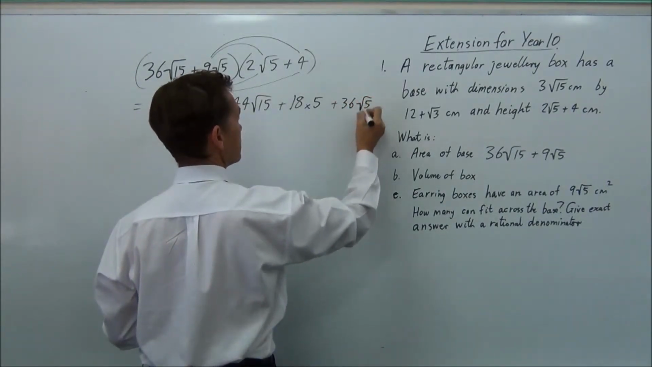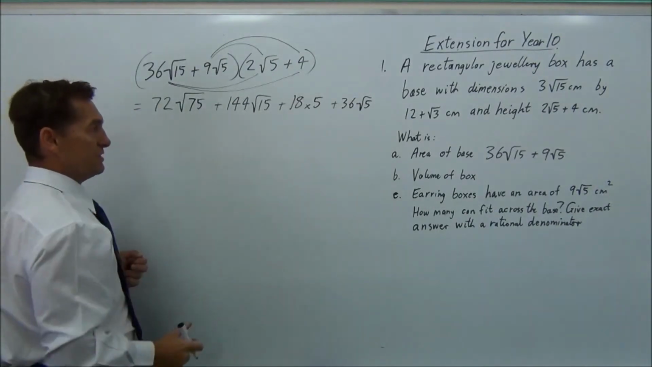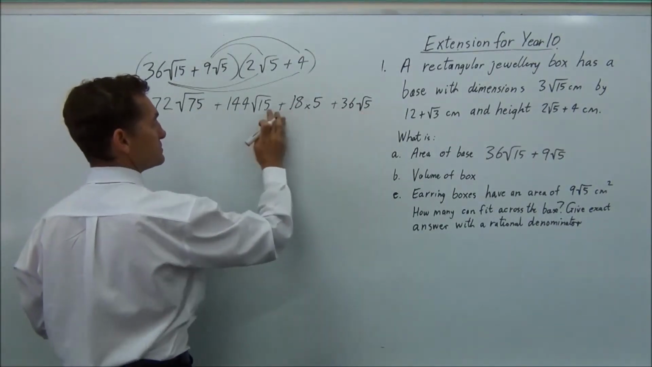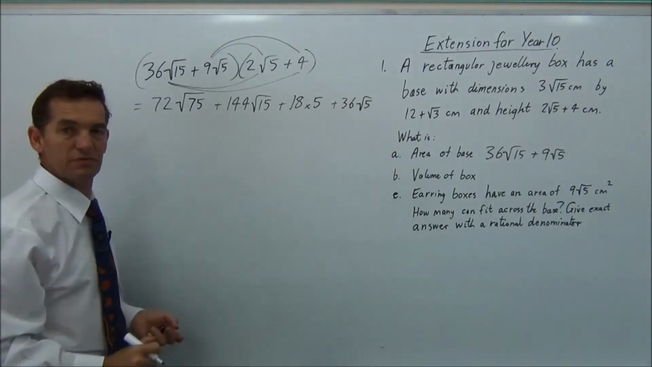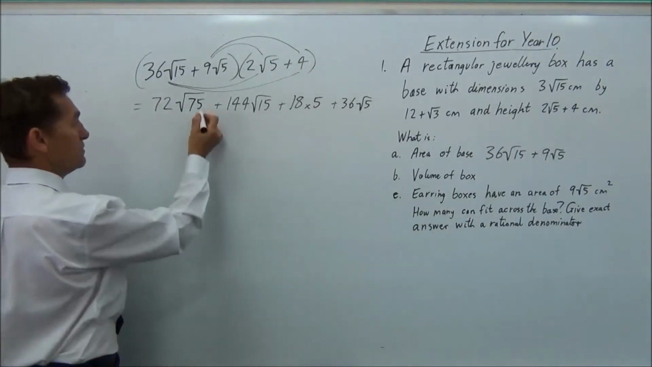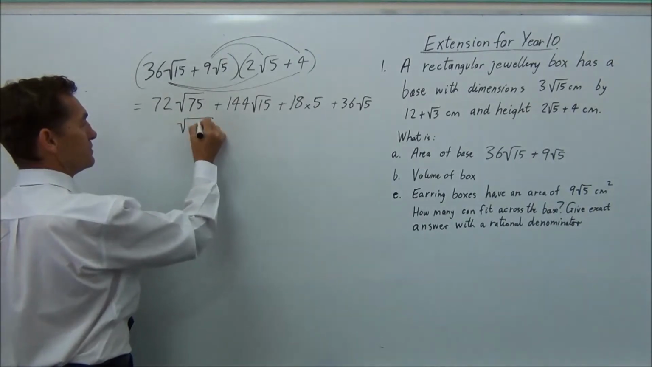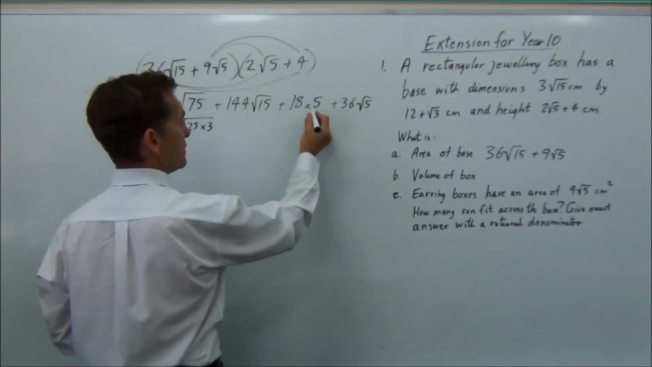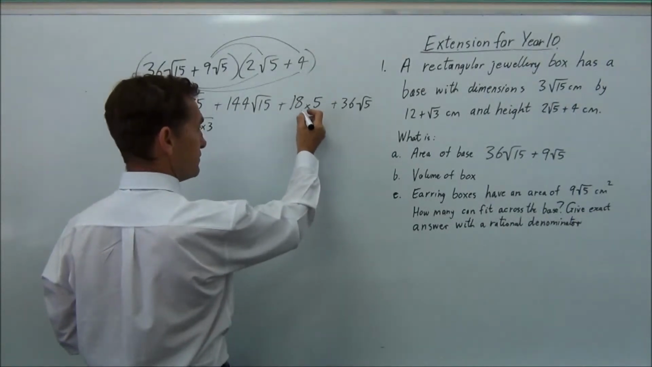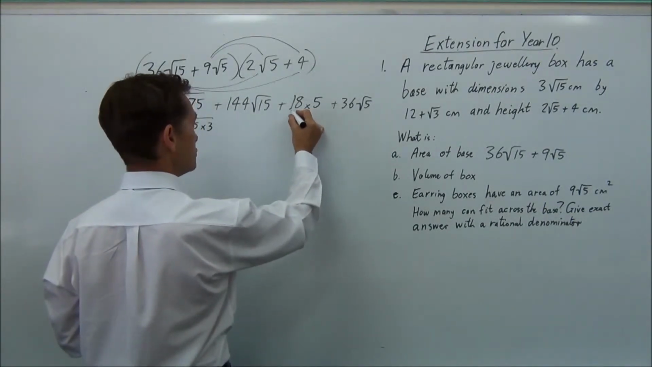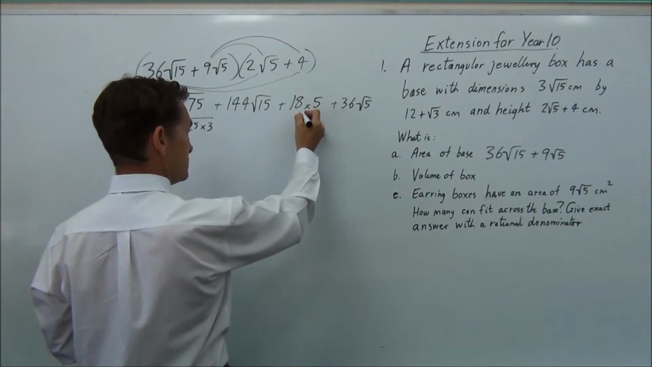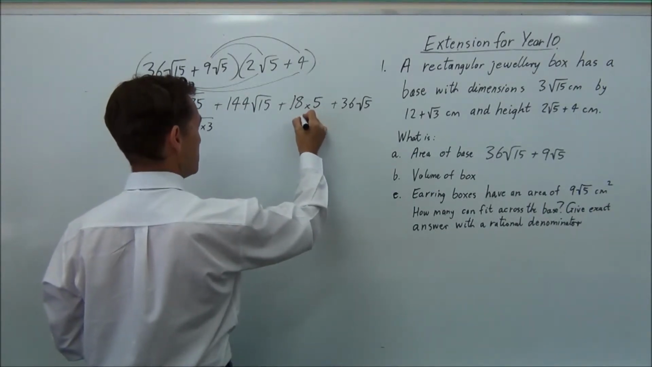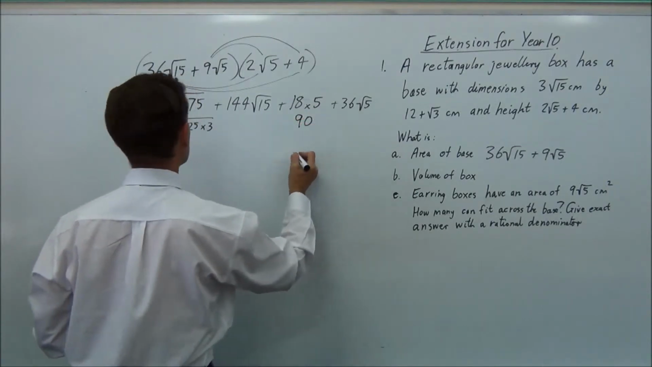And root 5. Well, can we simplify anything? Yes, well we can simplify that and we can simplify that. These two, we can't really move. So let's simplify those. Well, what's root 75? We can look for a big square to go in that of 25 times 3. And 18 multiplied by 5 is 96? 90, isn't it? It's 90.